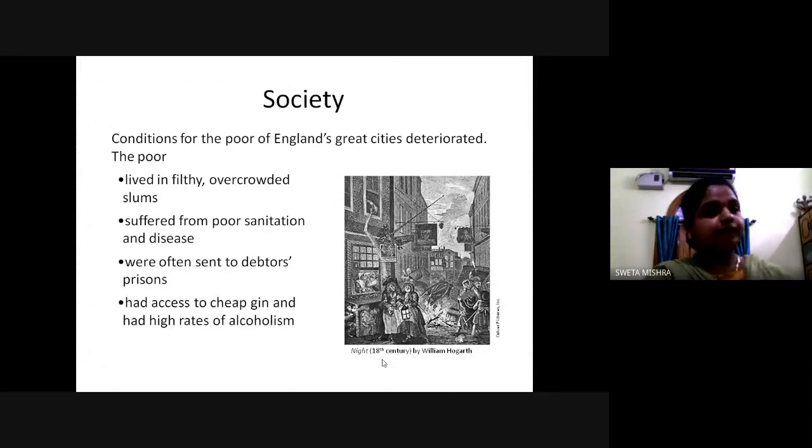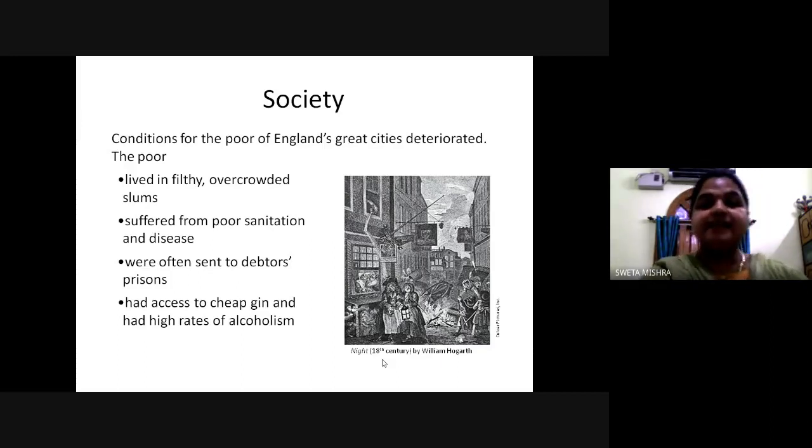But if the rich spent a very lavish life, the poor people suffered a lot because of the industrial revolution that took place. The poor became poorer. The conditions for the poor of England deteriorated. You will find that these poor people lived in filthy and overcrowded slums, where many, many poor people were clustered together. That's why the slums were overcrowded.